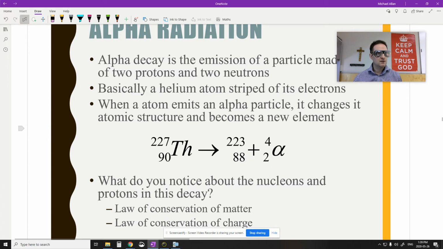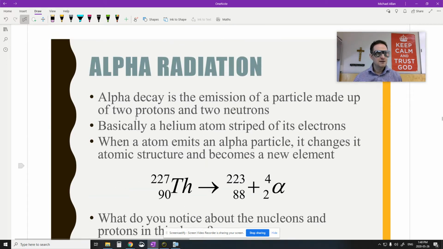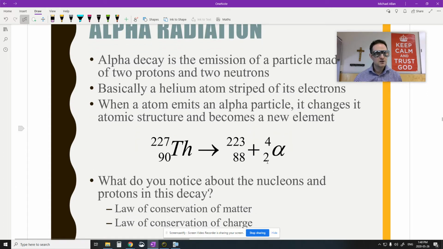So an alpha particle is just an emission of a particle made up of 2 protons and 2 neutrons. You can see down here in the nuclear notation, the bottom number, remember, is your proton number. The top number is your nucleon number. So that's 2 protons and 2 neutrons because they add up to 4. Here I'm missing what particle this actually is. Maybe I should put that in there.